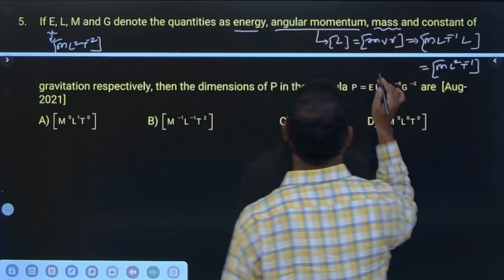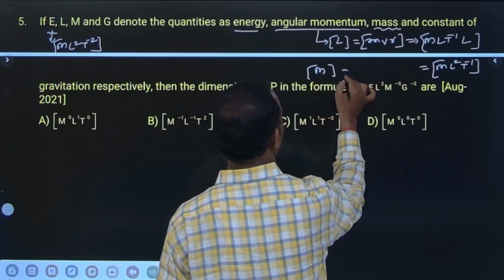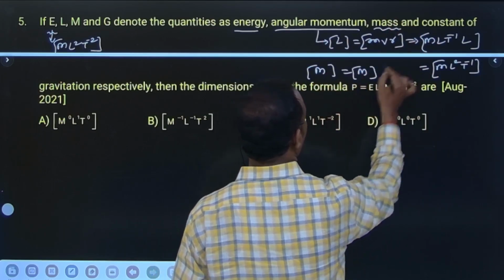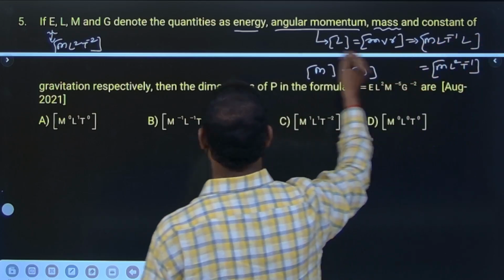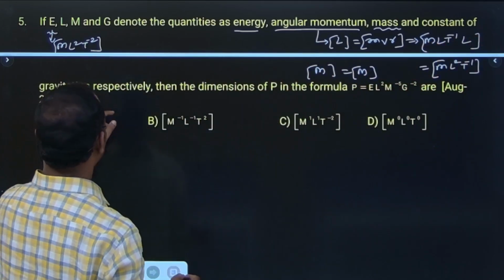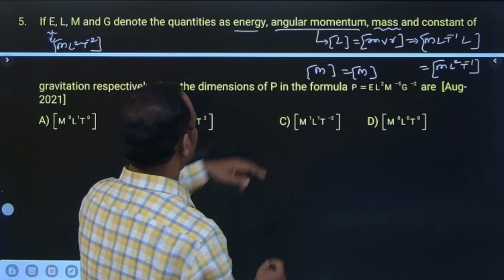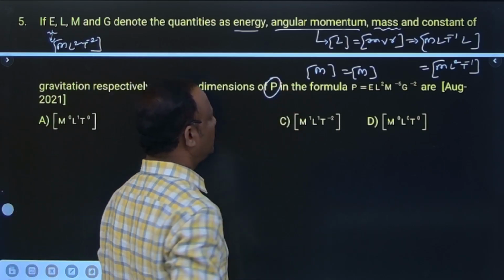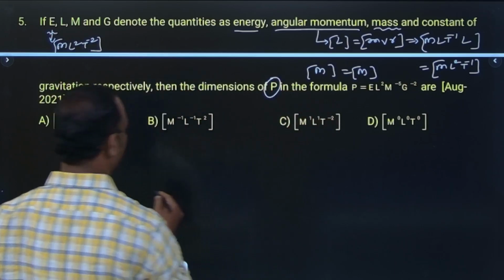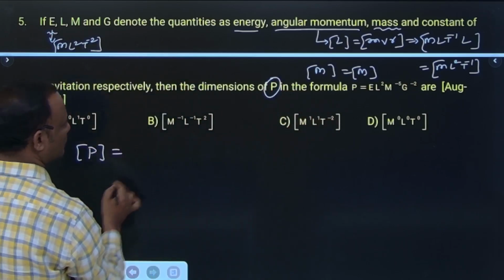Mass is asked. What is the dimension formula of mass? The dimension formula of mass is M only, and the constant of gravitation, respectively. Then what are the dimensions of P? P in the formula, what is P given as? The dimension of P is equal to what?